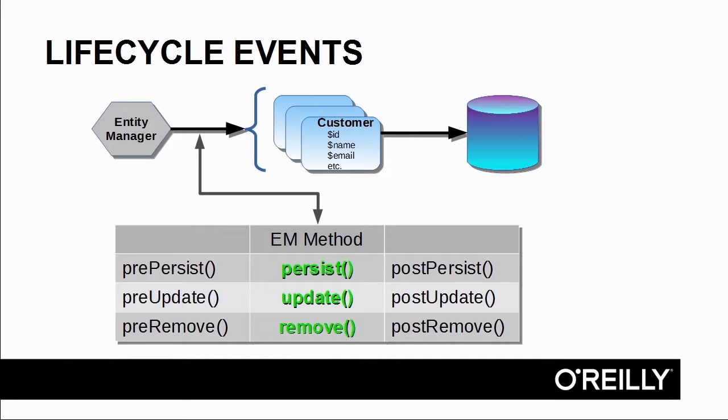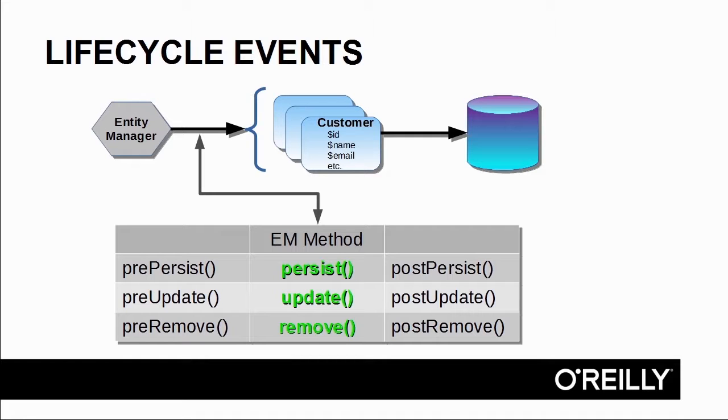Doctrine ORM also supports an event subsystem. As an entity goes through its life cycle, various things can happen to this entity. For example, initially, you would use the entity manager to persist the entity. The entity may then later be updated, and ultimately the entity may end up being removed. This is referred to as the entity lifecycle.